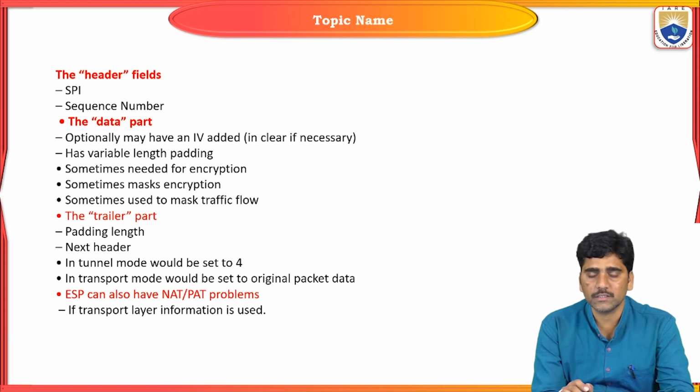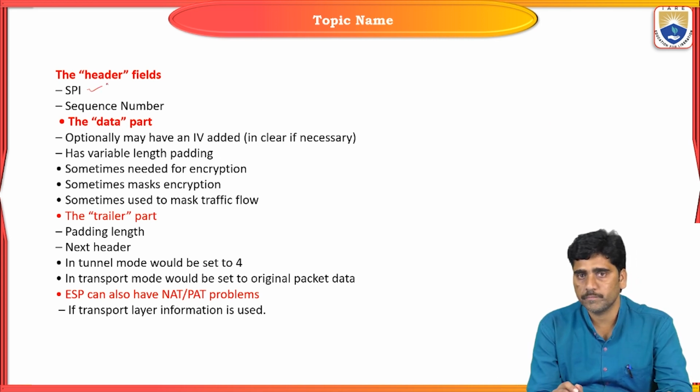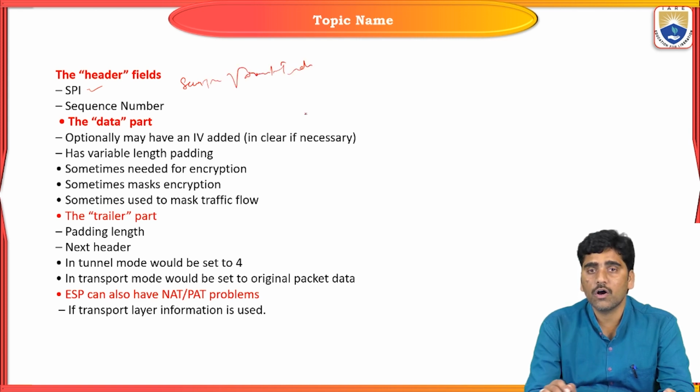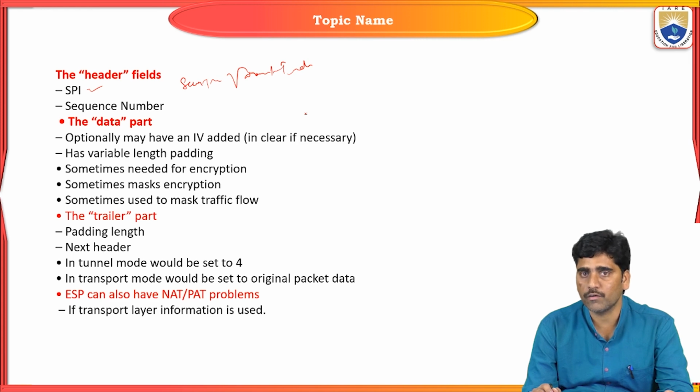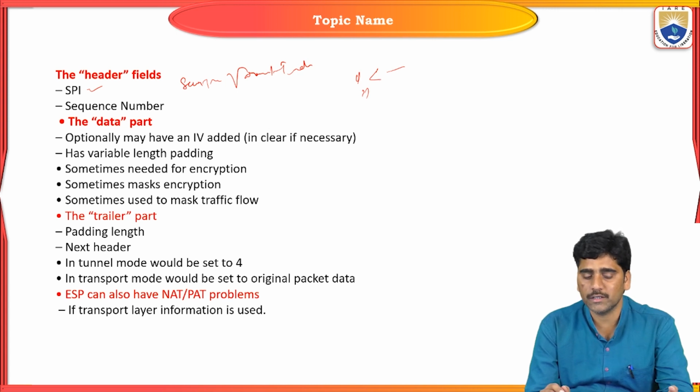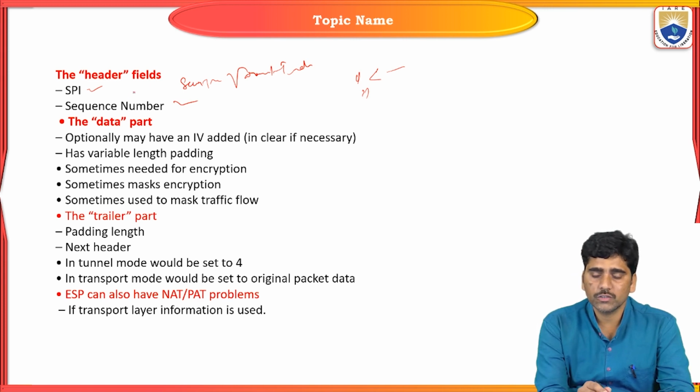And the header field, the first one is what? SPI. SPI stands for Security Parameters Index. So how many security parameters are involved? Each and every security parameter is termed as number 1, number 2, number 3, and each will have that index. And a sequence number. Those are the two header fields. And the next one, the data part.